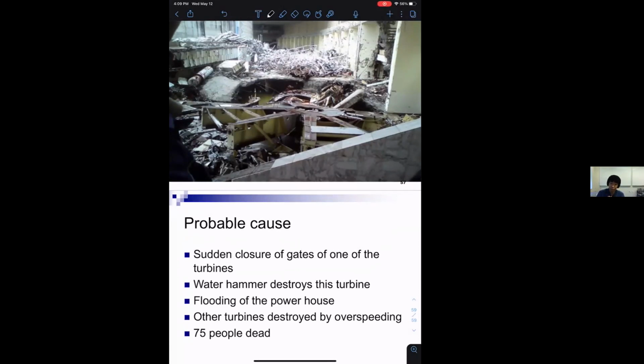Because the water flow was not regular anymore, you blew out the valve and the control mechanism, and the other turbines weren't controlled correctly. You basically took out the feedback controller that was in the hydroelectric dam, and everything else just blew up, right? Because you cannot do speed control anymore. Okay, so the whole thing blew up after a while. And 75 people died, people who worked in here died.